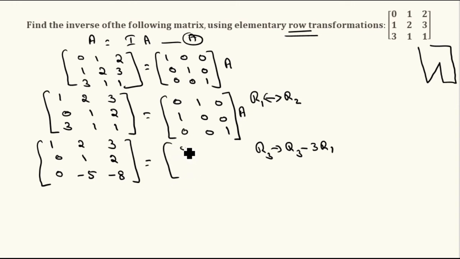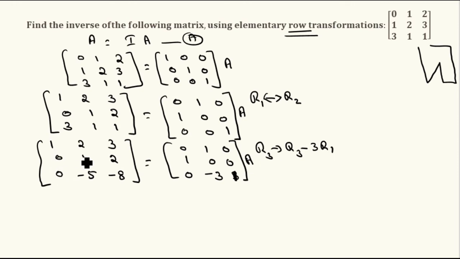Again 0, 1, 0, 1, 0, 0. In R3 we have to change 0 minus 0, minus, so minus 3. 1 minus 3 times, that is 3. 1 minus, so 1 only. See, be careful with each element. One element wrong means your inverse will get changed.